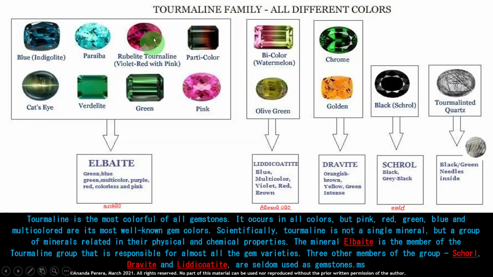Now we can see here the tourmaline family, all different colors. Try to understand. Blue one is indicolite. Cat's eye. Cat's eye effect comes with the tourmaline also, like spinel. Paraiba tourmaline from Brazil. Verdelite, green one. Rubellite tourmaline, violet, red with pink.